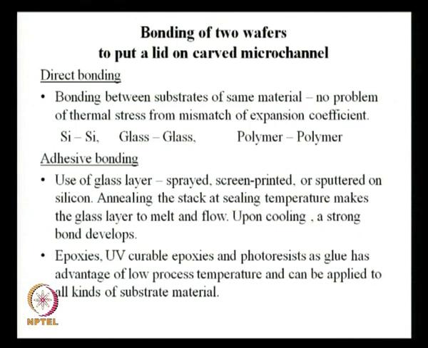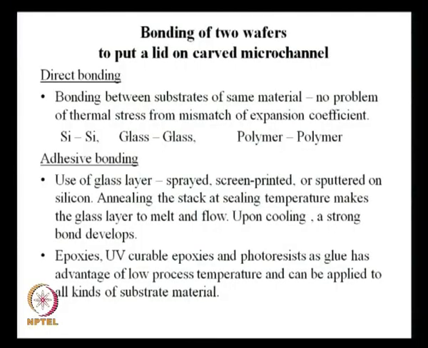Once you have made the channel the way you want, it could be a circular channel or a rectangular channel, then you have to put a lid on top and go for a bonding. That is exactly what we have done previously with silicon, you remember, and then we talked about two types of bonding. One is anodic bonding and the other is fusion bonding.